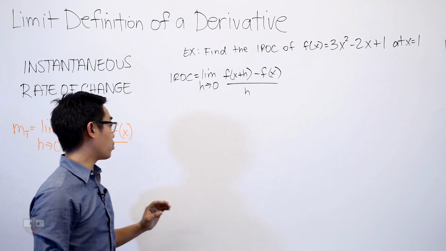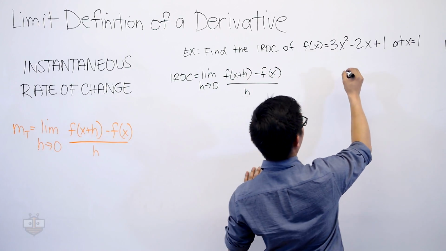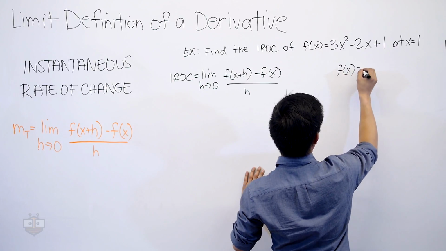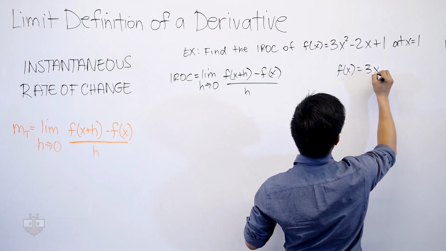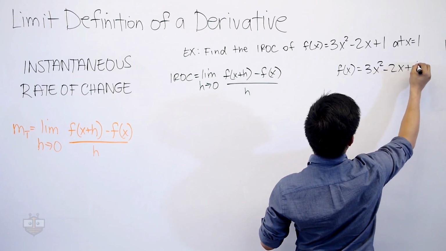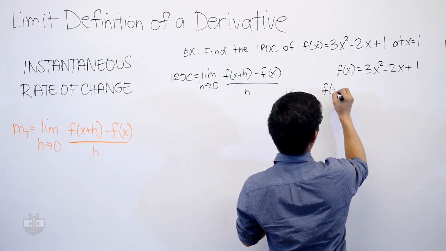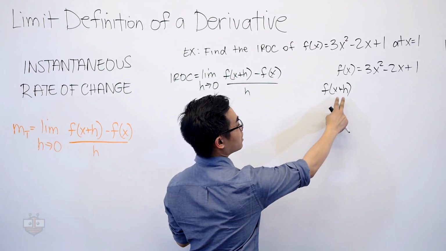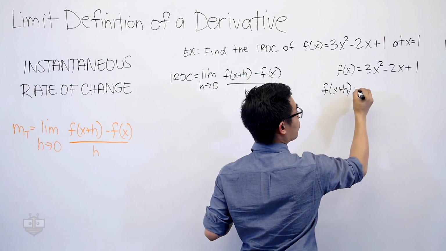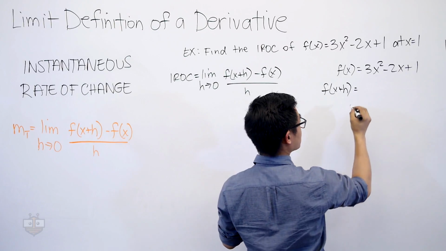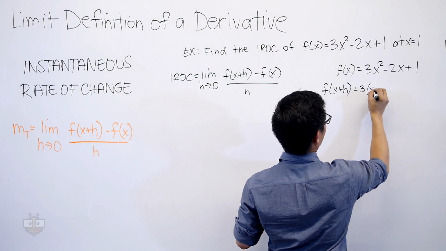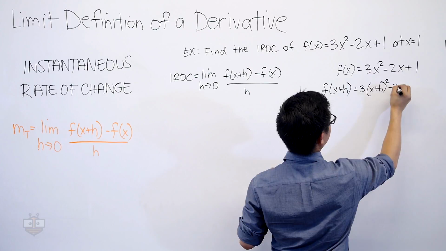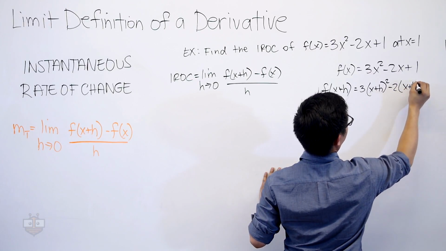To use this formula, we need to know what f at x is and f at x plus h is. Well, f at x is easy. It's given to us. It's 3x squared minus 2x plus 1. F at x plus h is a little bit more complicated. How do we find f at x plus h? We take x plus h and we sub it in for every value of x using brackets. So we get 3(x plus h) squared minus 2(x plus h) plus 1.